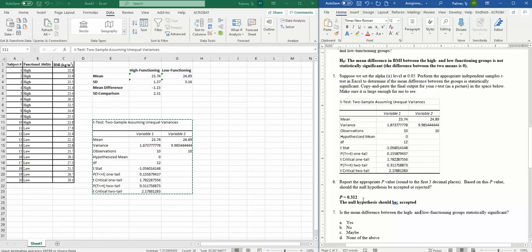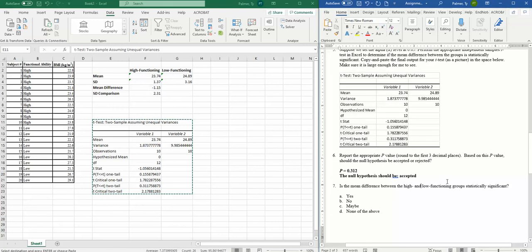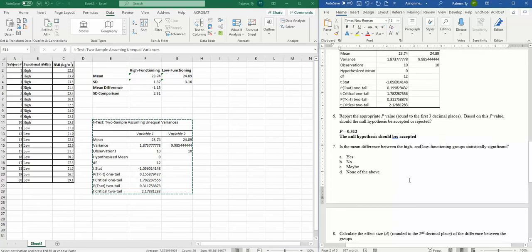Now again, if your p-value is less than 0.05, what are you going to do? You're going to reject the null hypothesis. You're going to reject it if the p-value is less than 0.05. So again, your data may be different than mine. Just keep that in mind.